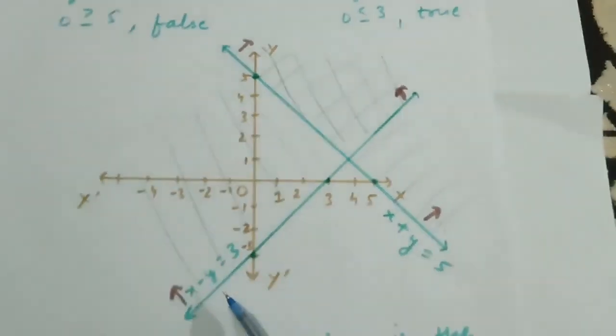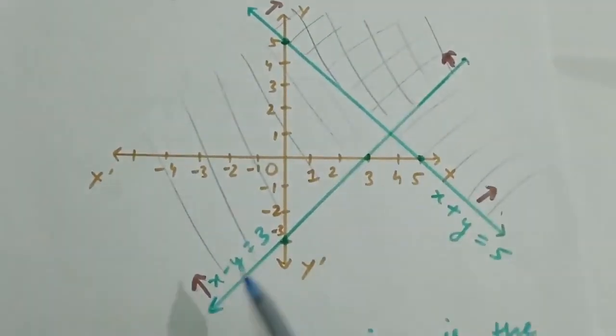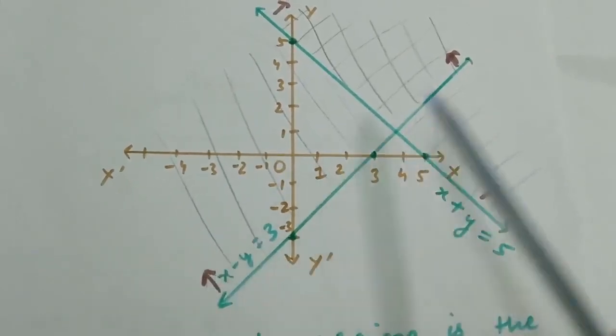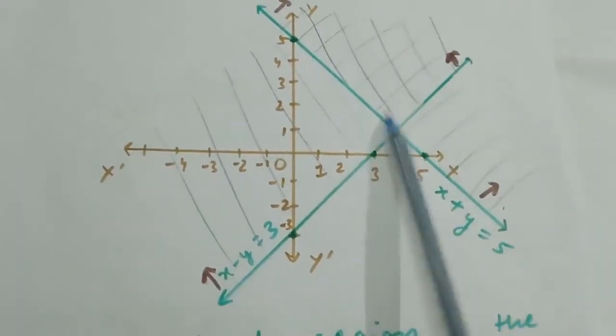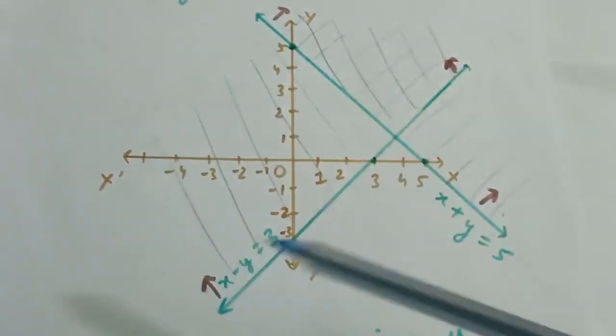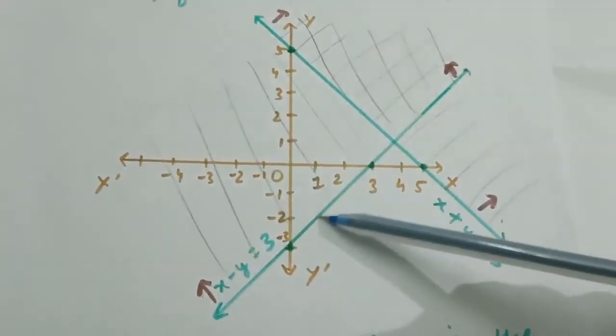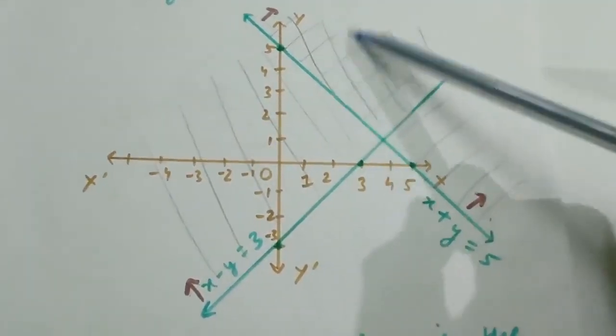Therefore, the solution of this inequality is towards the origin. So, this is our line x minus y equal to 3. Solution is towards the origin. So, draw the arrow at this side. Why? Because origin is here. So, solution will be this portion. So, draw the lines. This is the solution of x minus y less than or equal to 3.